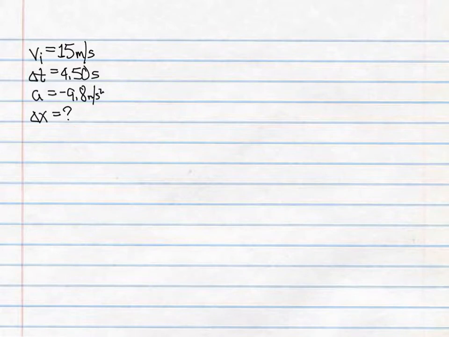So the relationship here between these, if we use our delta x equals v_i t plus 1/2 a t squared, this will allow us to solve for that distance. Take a moment and put in your numbers and see if you can get a mathematical answer for the height.